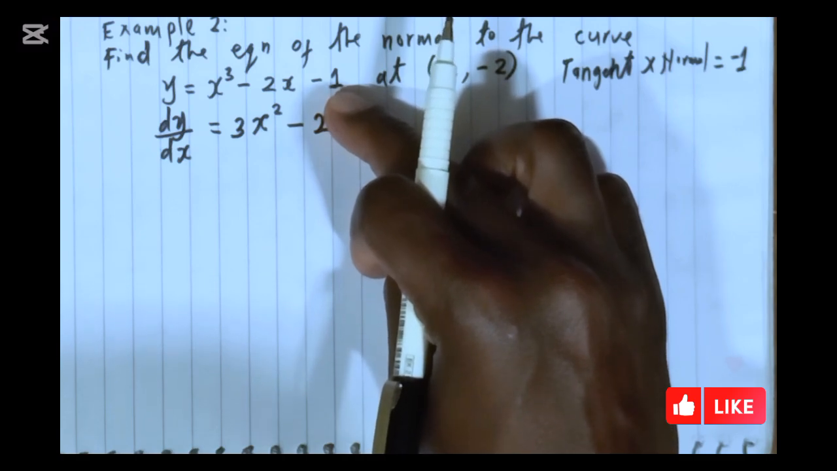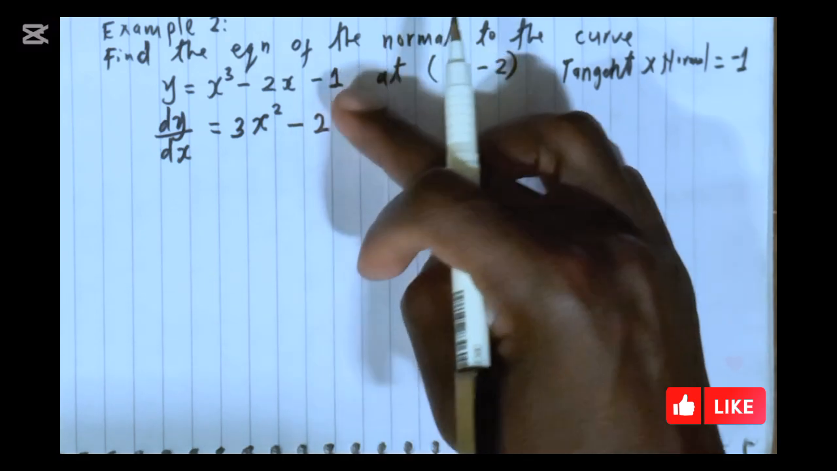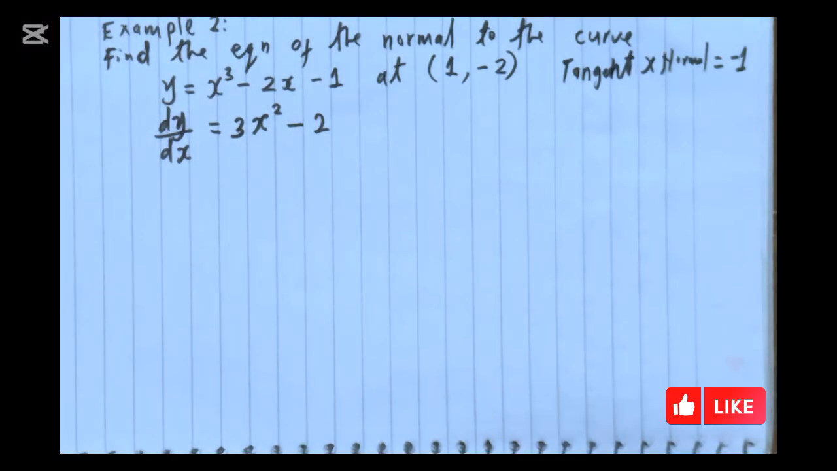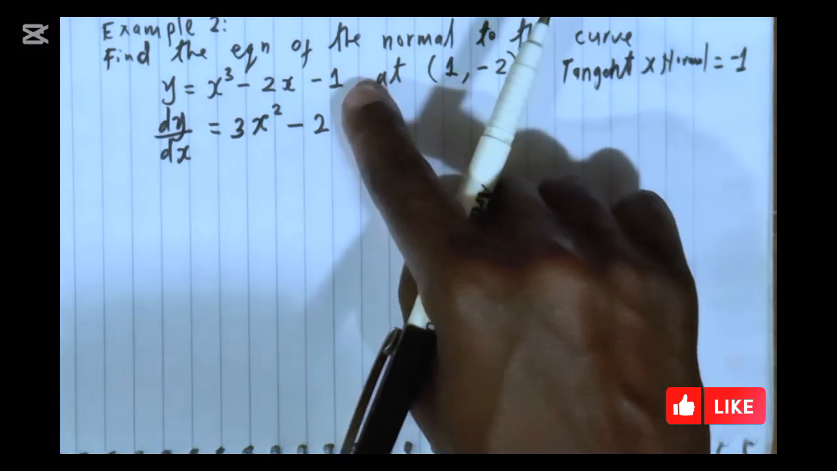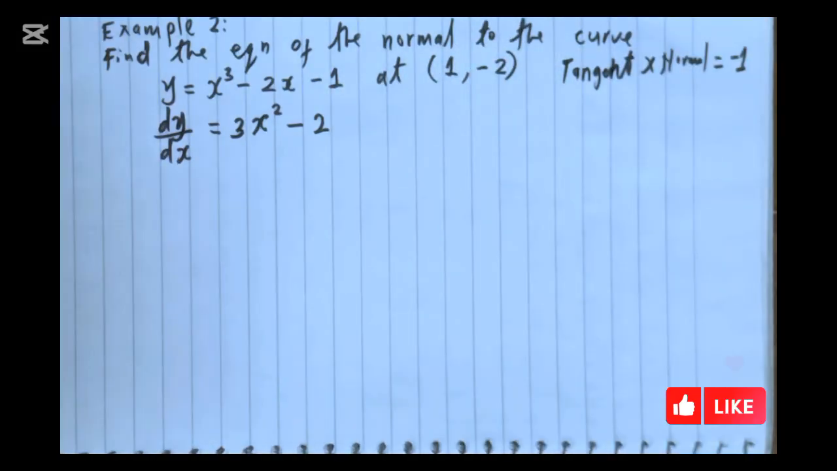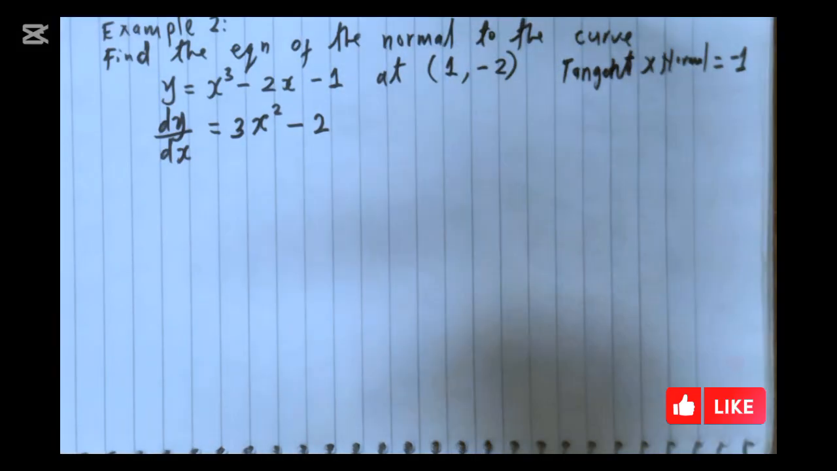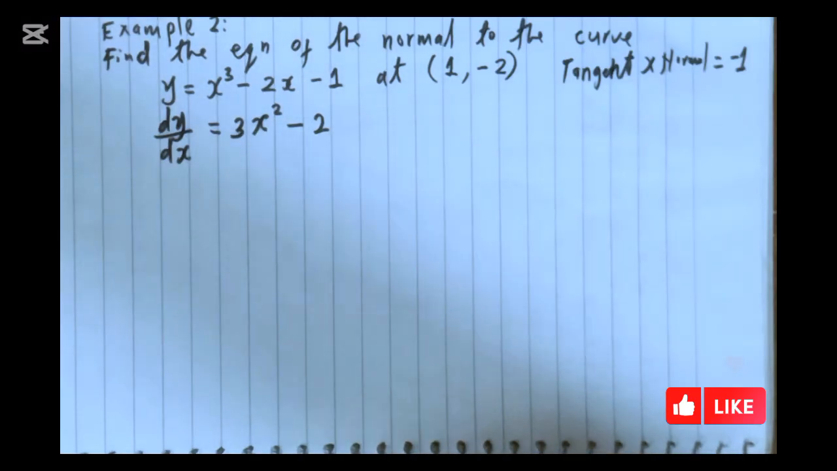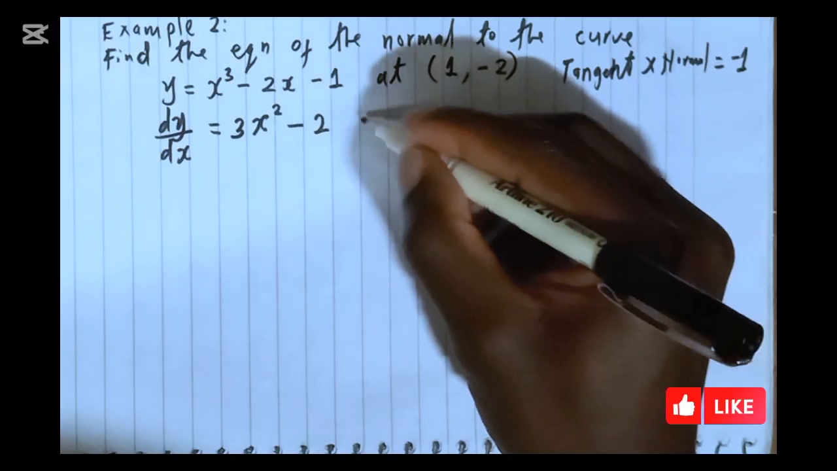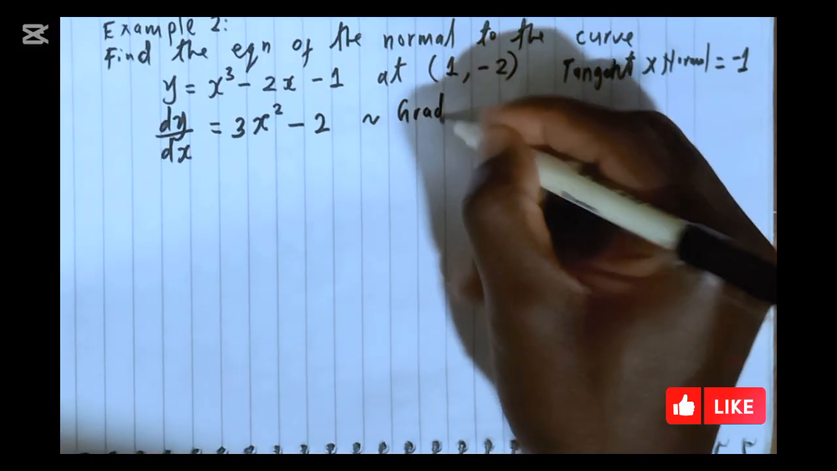We should also remember that whenever we're deriving constants, their derivatives will always be equal to 0, right? So in this particular case, -1 will just be equal to 0 when we try to differentiate it. All right, anytime we differentiate constants, their derivatives will always be equal to 0. So this here is the gradient function.